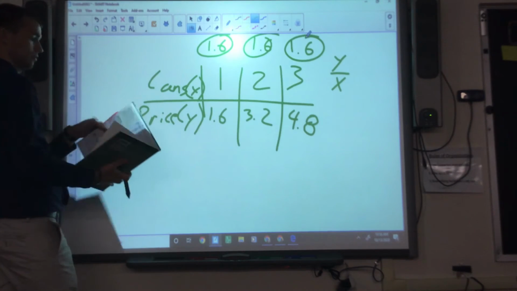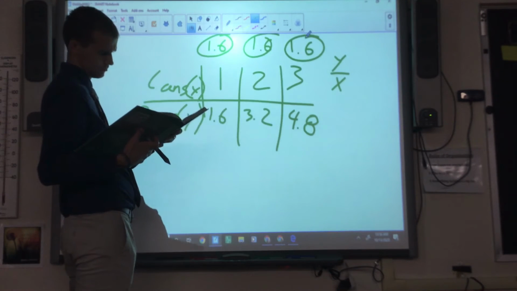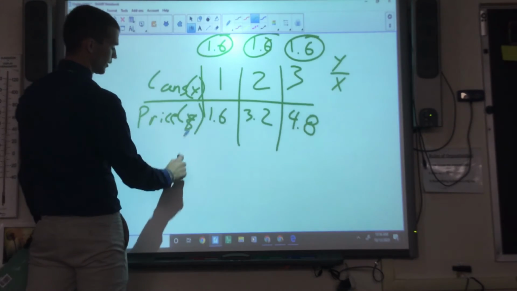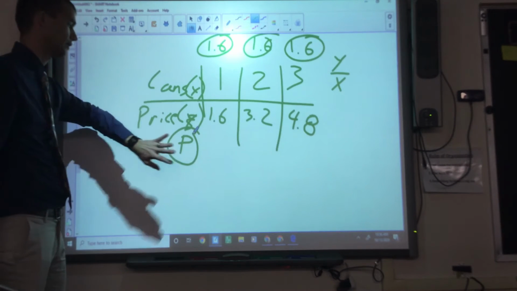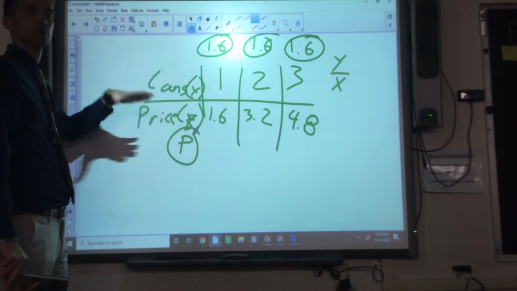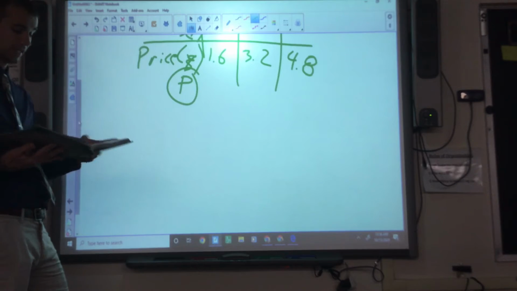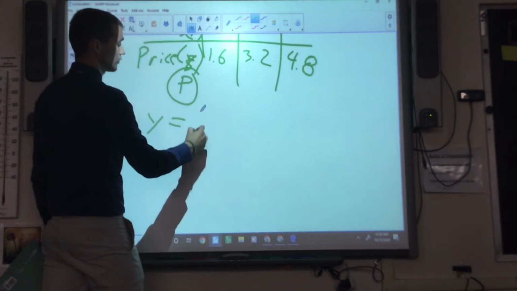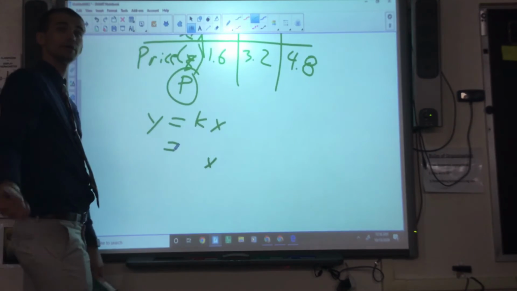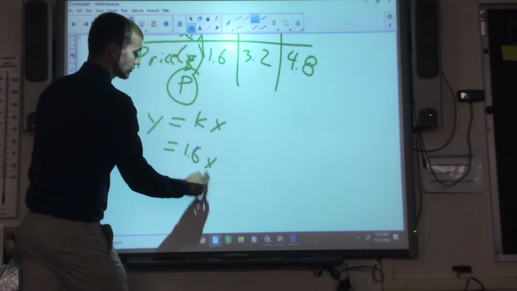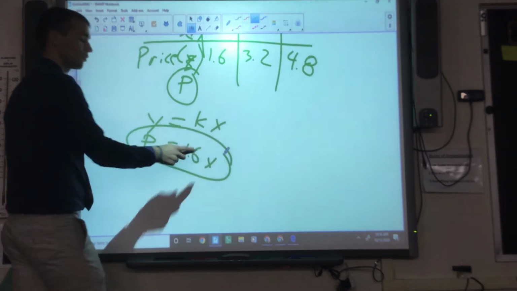But remember, they had this as P, not as X. Remember that here, whatever the bottom one is, you're always taking the bottom one over the top to find that constant of proportionality. So the final thing is getting that as y equals kx. The x value we know is x, the k value we know is 1.6, and the y value is p. So it's p equals 1.6x.